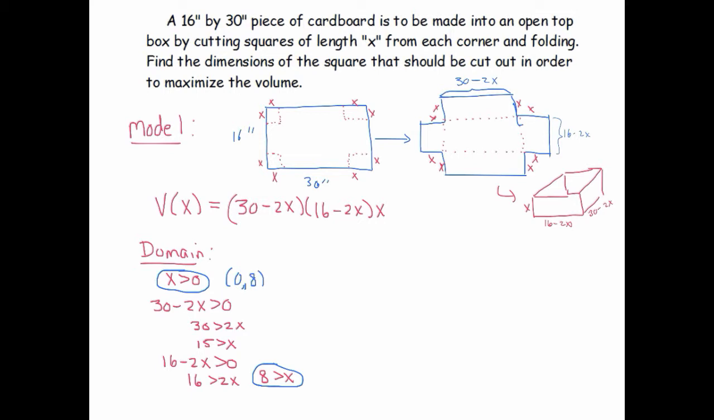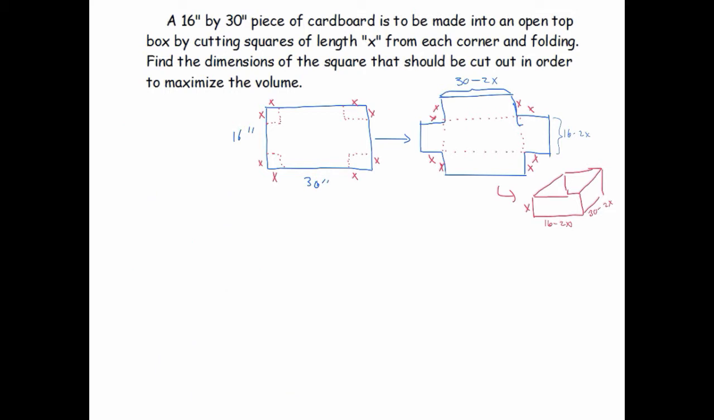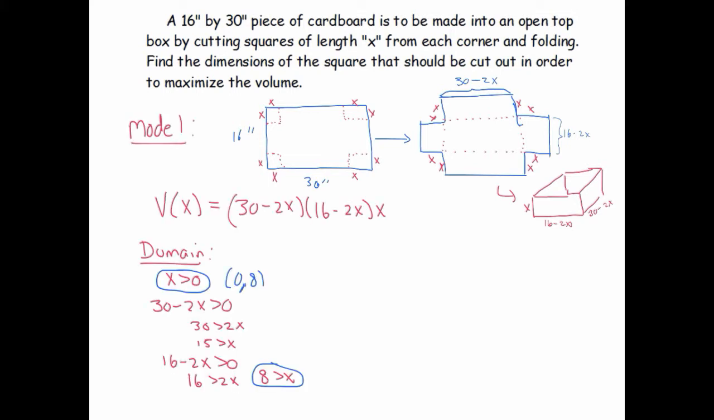Now I'm not including those endpoints, right? I didn't put hard brackets, so we really don't have to check endpoints in this problem. Because if you consider endpoints, you're probably not even going to have a box at all, right? If x is 0, there's no box, and if x is 8, there's no box. So that's good. We're just going to consider critical points.